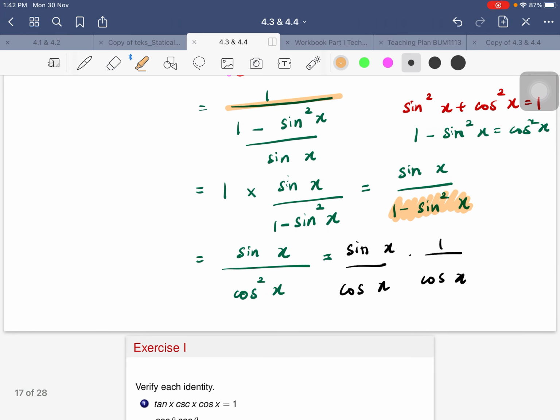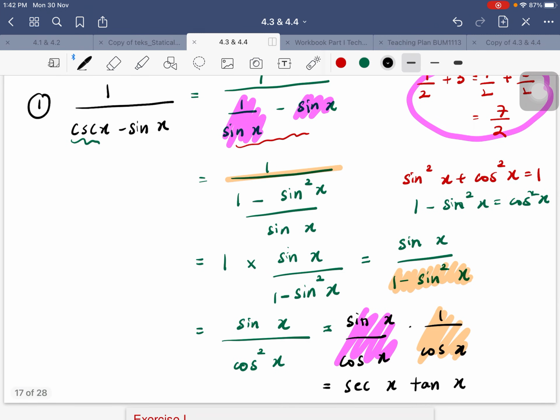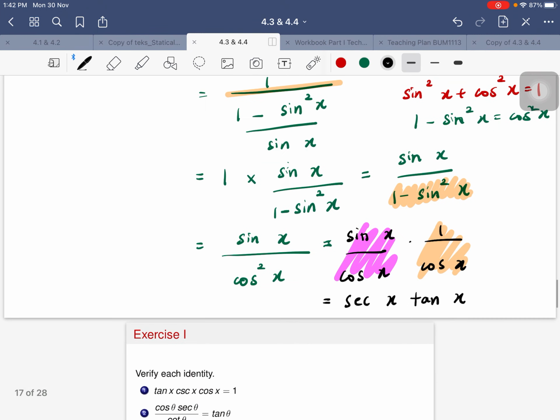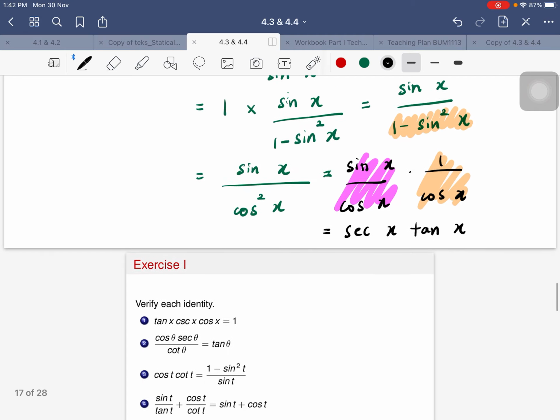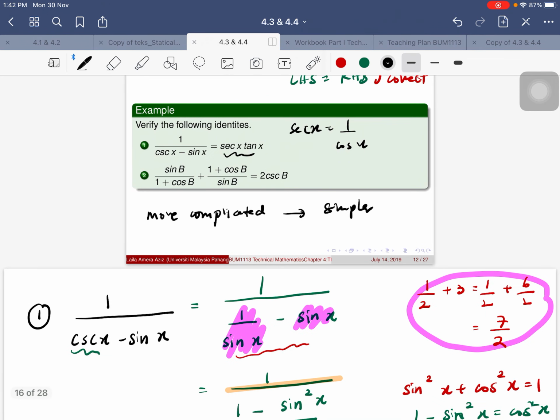This part over here is going to be my secant of x, and because it's multiplication, it doesn't matter which one comes first. And this part over here, sine x over cos x, according to the property, we know that this is going to be tangent of x. So that is how we come across the fact that this fraction over here, 1 over cosecant x minus sine x, can actually be simplified to secant x multiplied by tangent x. Remember, it's going to be easier if you start with a more complicated form and make it into a simpler form. So that is example number 1.